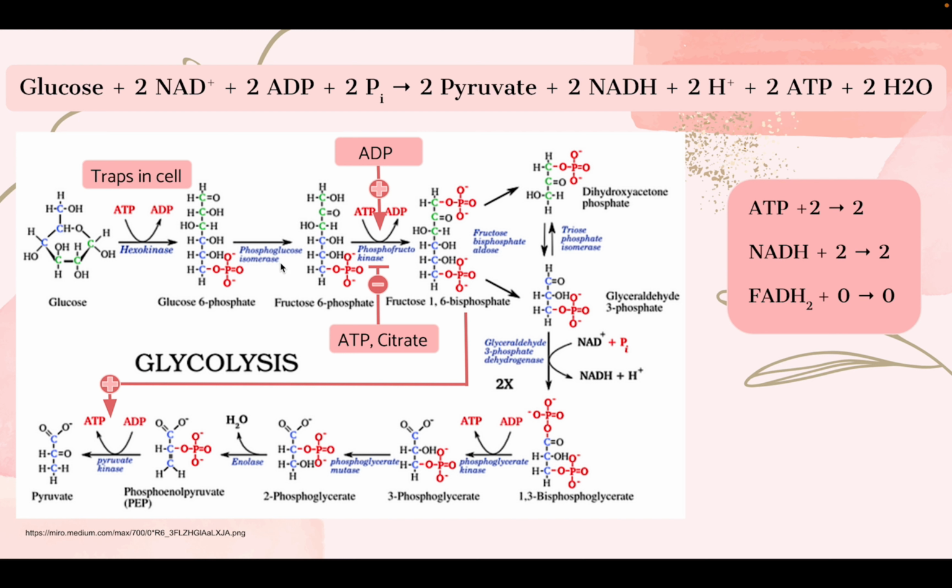Phosphoglucose isomerase turns glucose 6-phosphate into its isomer, fructose 6-phosphate. So you haven't added anything, you just change the shape. And then phosphofructokinase takes another ATP, phosphorylates the first carbon here, turning this into fructose 1,6-bisphosphate.